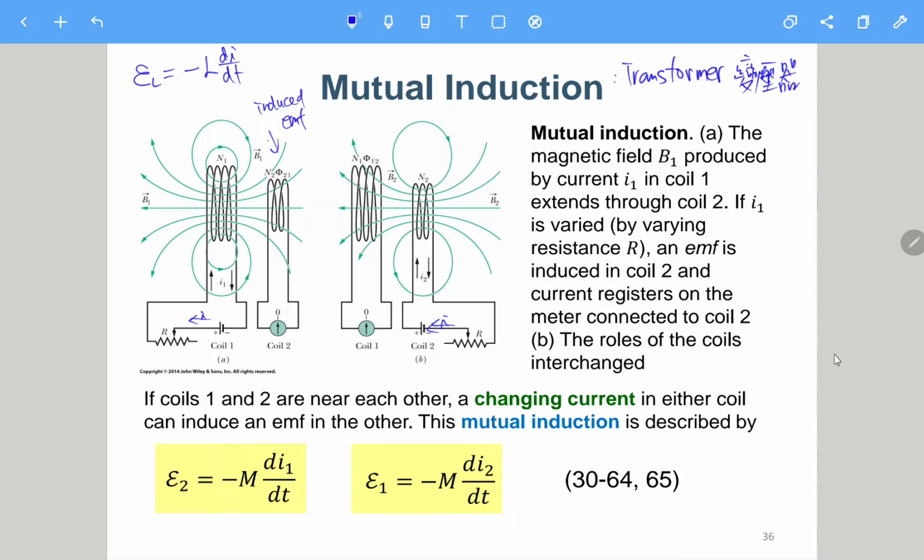And just now when we mentioned that L is N phi B over I, this M could be M equals N2 phi 21 over I1, or M equals N1 phi 12 over I2, something like this. We will have a sample problem to discuss this point.